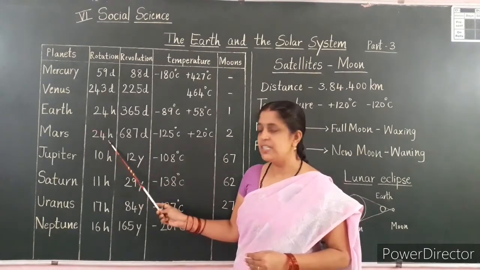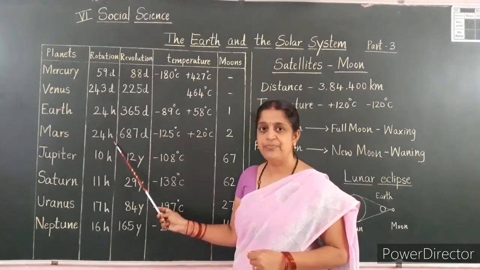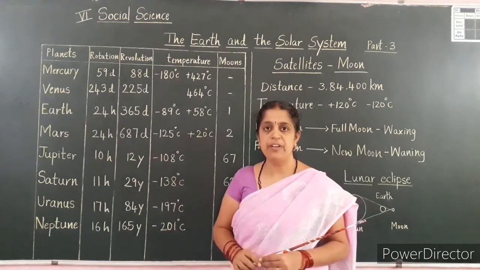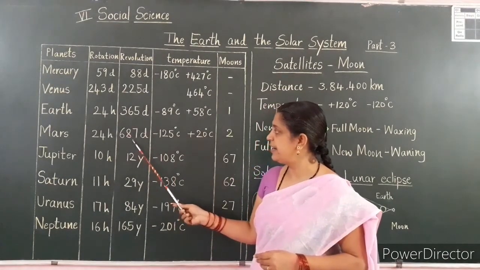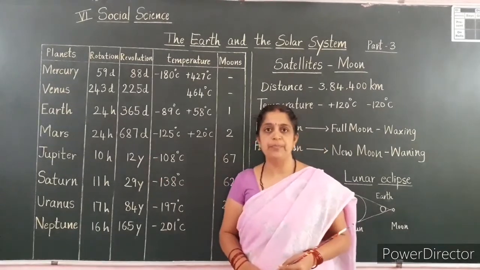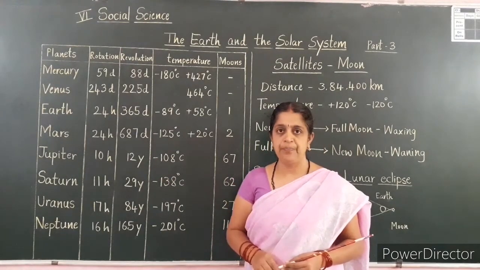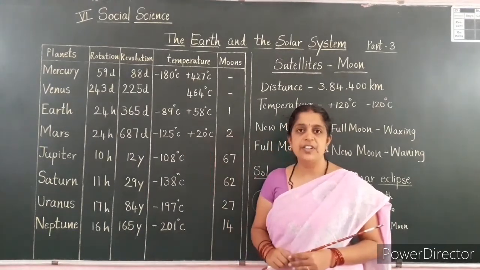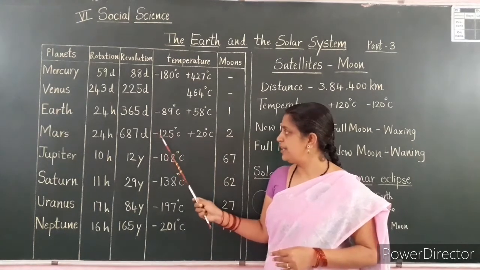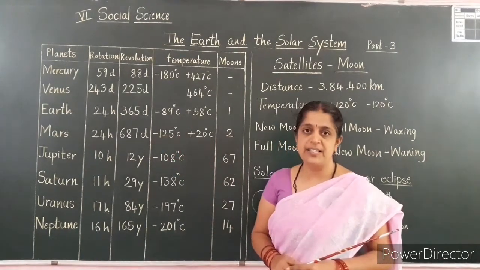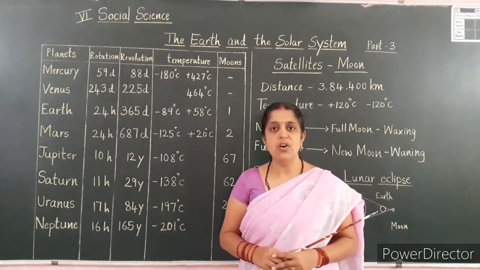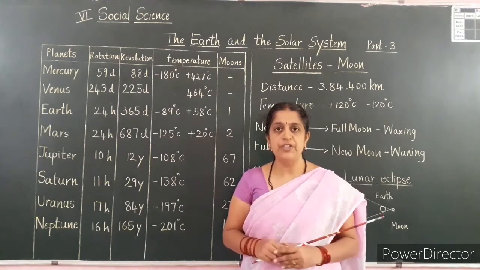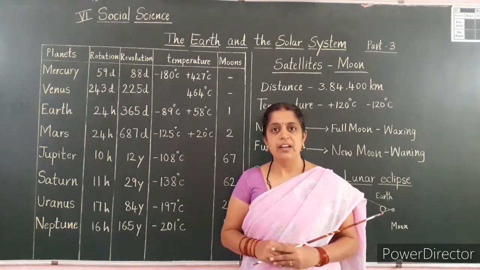It takes 24 hours for one rotation, like Earth. Earth and Mars have the same rotation period, 24 hours. Next, it takes 687 days for one revolution because of its lengthy orbit. Next, about temperature. The daytime temperature is plus 20 degrees Celsius and the nighttime temperature is minus 125 degrees Celsius. That's why it is called a cool planet, because low temperature is found on Mars.